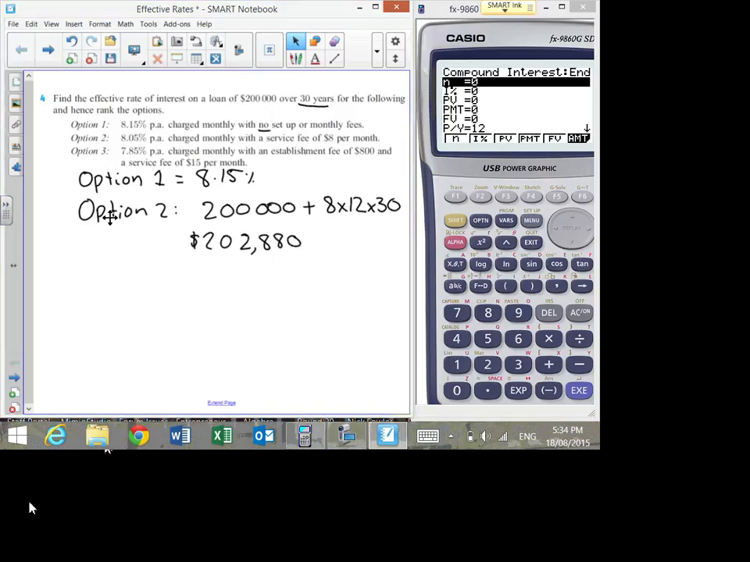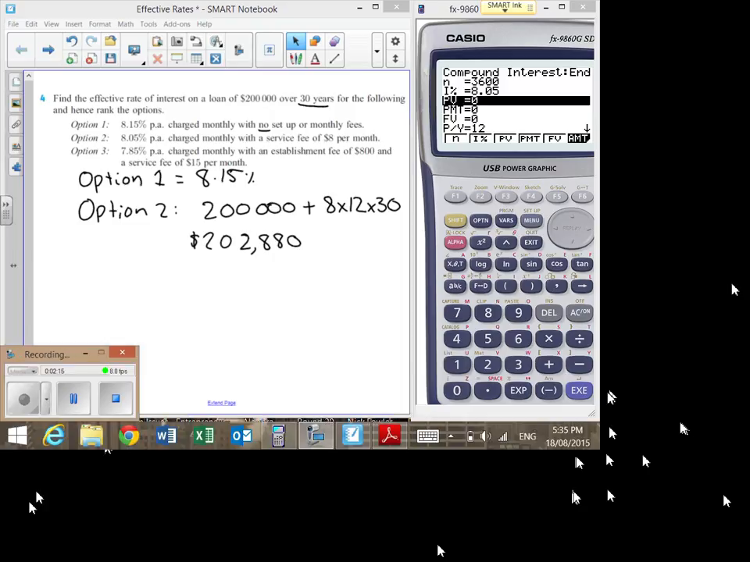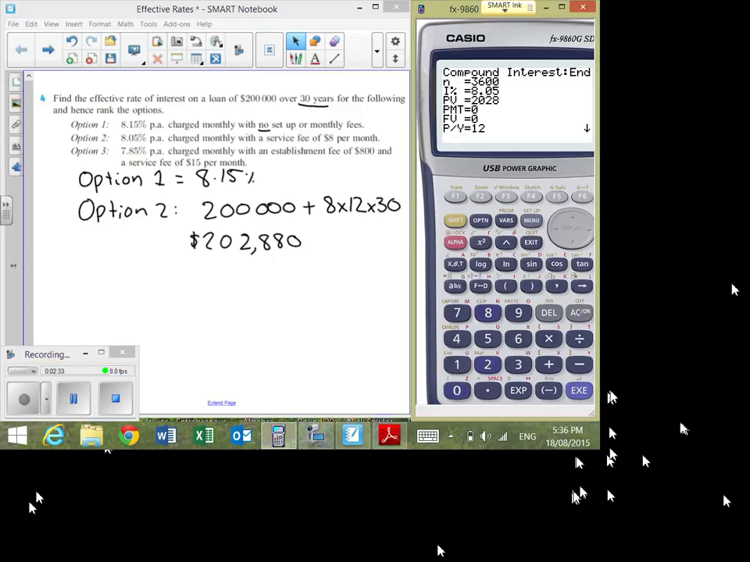So what we're going to do is come over to our calculator here and start putting in some of the values that we know. So our first value is N. So we know that we are paying for 30 years every month, so 12 by 30. Our interest rate, well, we know that it's 8.05%. So we're paying back an interest rate of 8.05%. We know that we're not actually paying $200,000 back, but in fact we've got a loan of $202,880. So that's how much we're actually borrowing in total once we include our fees and charges.